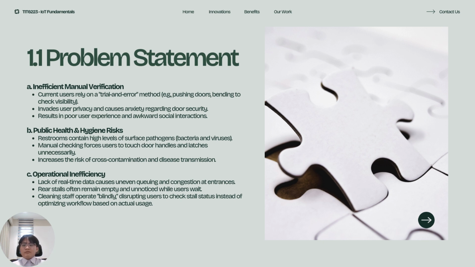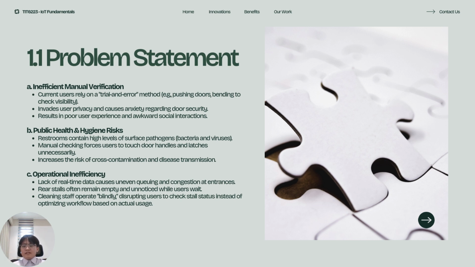By relying on manual checking, we are forcing every user to touch this handle unnecessarily just to find an empty stall. In this era, where health awareness is crucial, this lack of contactless navigation increases the risk of cross-contamination and disease transmission between users. So finally, we must consider the operational inefficiency.